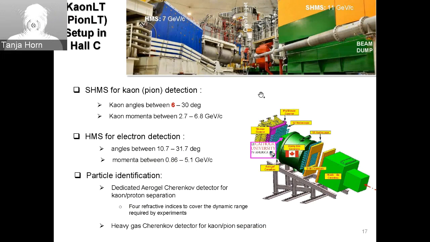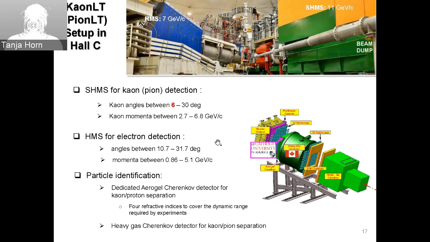For detection, the SHMS is used for the hadrons, so the pion or the kaon. The angles are usually varying, but rather forward. Here for the kaon, you see 6 degrees, for instance. Momenta go quite high as well. And then the HMS detects the scattered electron. The angles are a little bit more relaxed.